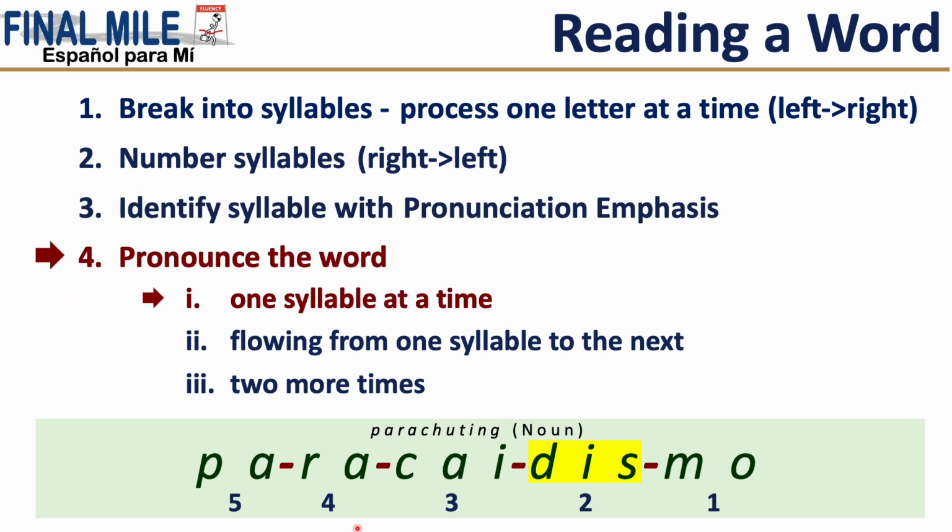Okay, first one syllable at a time. Pa, ra, kai, dis, mo. Then flowing from one syllable to the next. Paracaidismo. Then two more times. Paracaidismo, paracaidismo. And you can do it 3 or 4 or 5, right? The more you do it, the better for you.